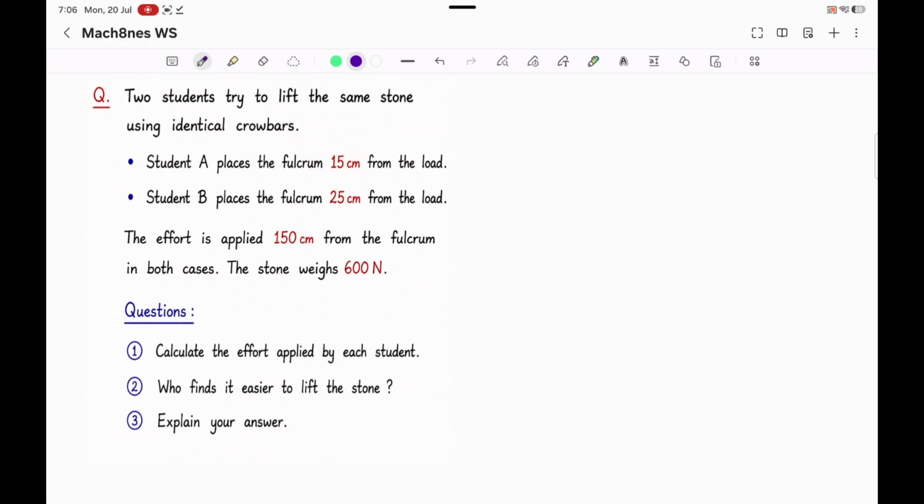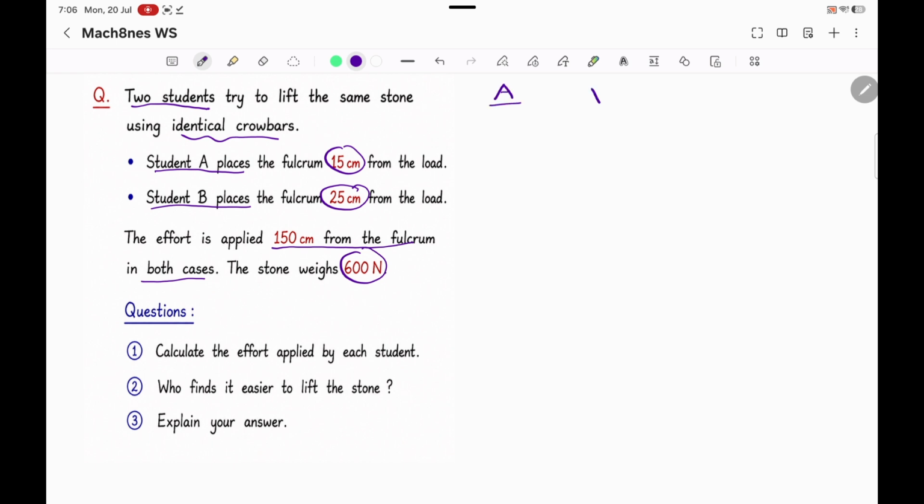Competency focused type. So this numerical is based on machines. If you can see in this question, two students try to lift the same stone using identical crowbars. But the difference is that student A places the fulcrum at 15 centimeters, and student B places the fulcrum at 25 centimeters. And the clue given is that the effort applied is 150 centimeters from the fulcrum in both cases to lift the load of 600 newtons. Now first let us take the case of student A.